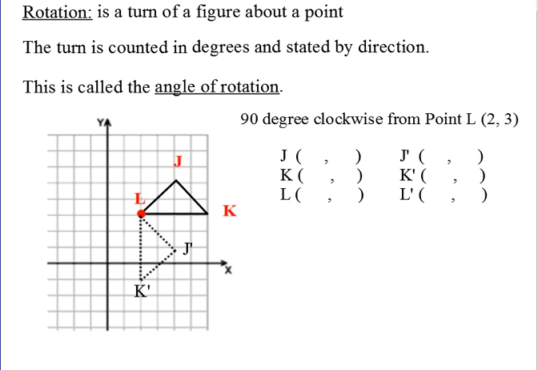Now let's find some points for this. We know that J is located at positive 4, positive 5. K is located at 6, 3, and L is located at 2, 3. Now L and L prime are in the same place because we're using that as a holding point. So that's not going to change. J prime is going to be 1, 4, and K prime is going to be 2, negative 1.